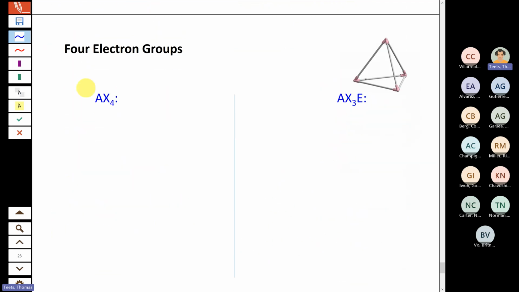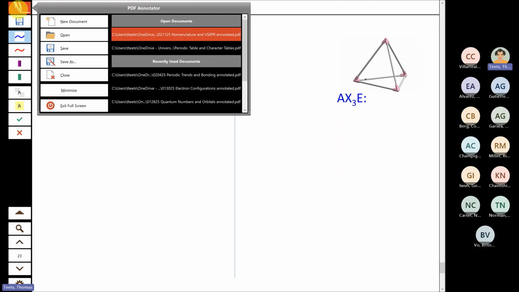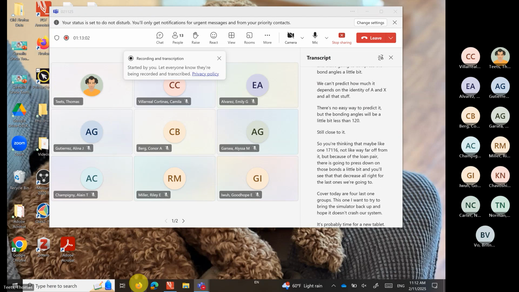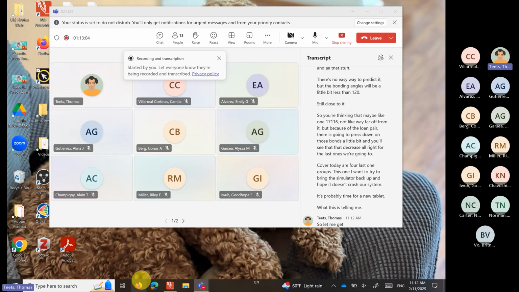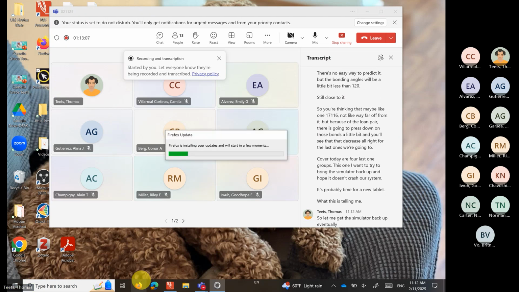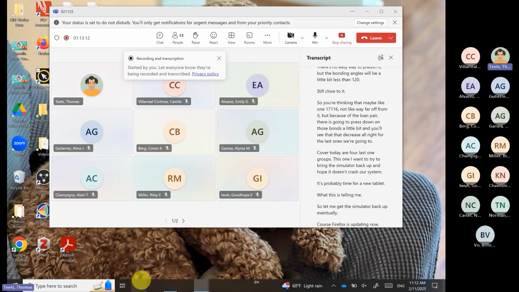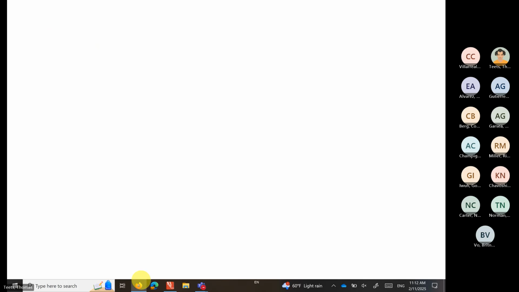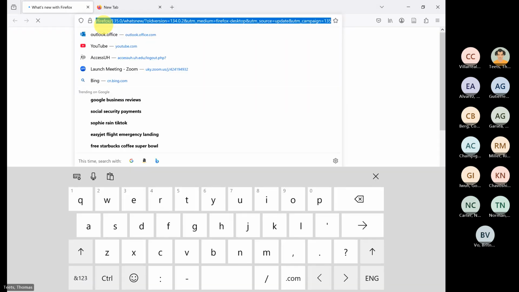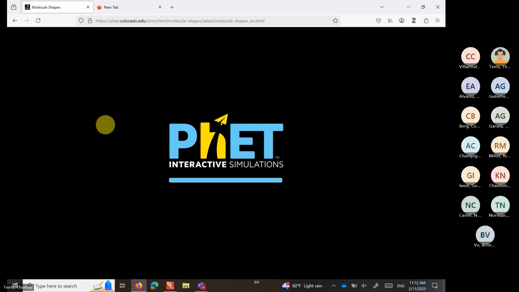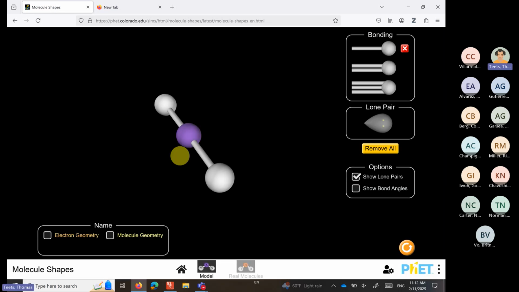For this one, I want to try to bring the simulator back up and hope it doesn't crash our system. It's probably time for a new tablet is what this is telling me. So let me get the simulator back up eventually. Of course, Firefox is updating now. Maybe that's why it was slow before. Let's see. All right, so this is back here in what I had pulled up earlier.